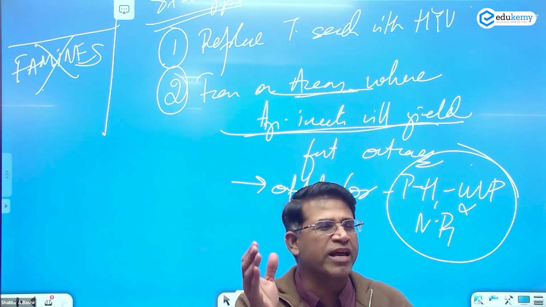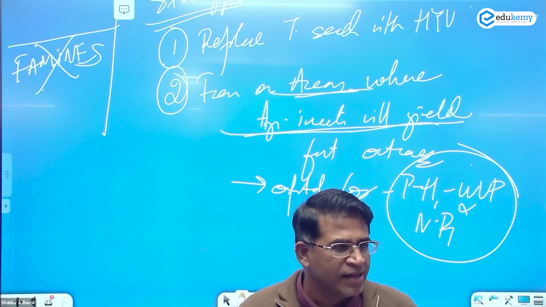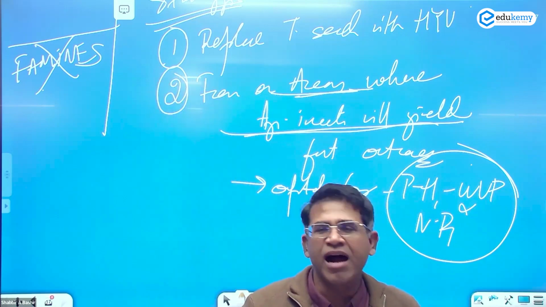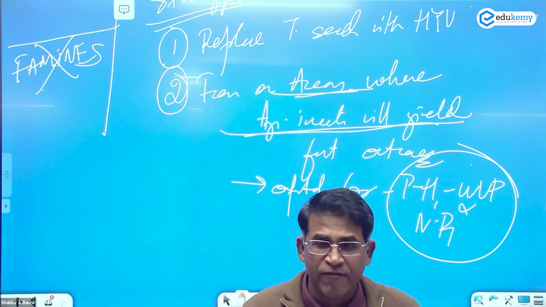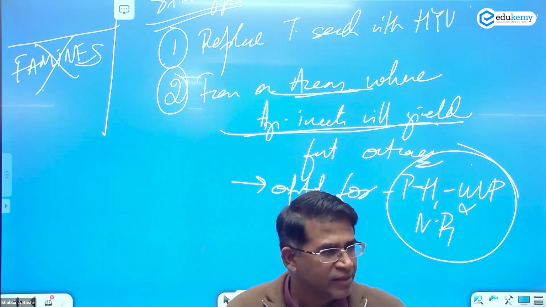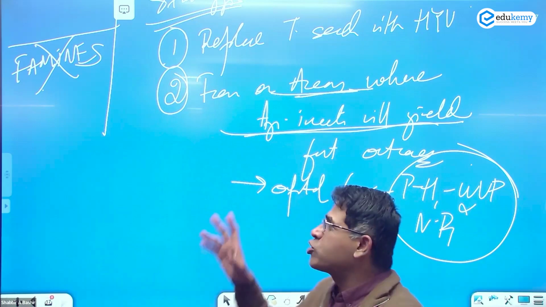Okay, I can't go to Telangana. I can't go to Vidarbha. I can't go to hill areas. I can't go to parts of Eastern UP, Bihar, where farmers are already poor. Okay, so we chose this.